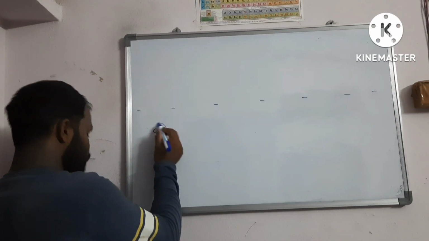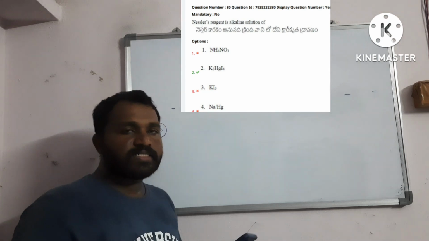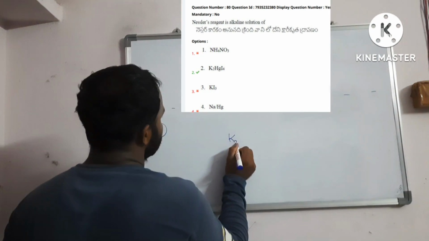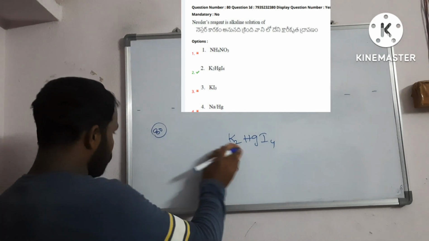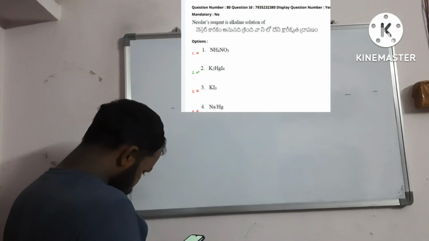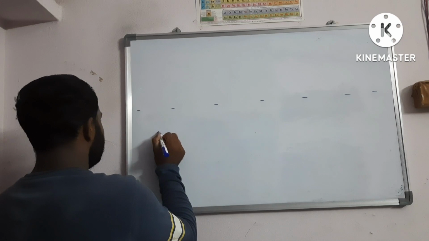What is that? Directly, K2HgI4 is called Nessler's reagent. Important reagent.